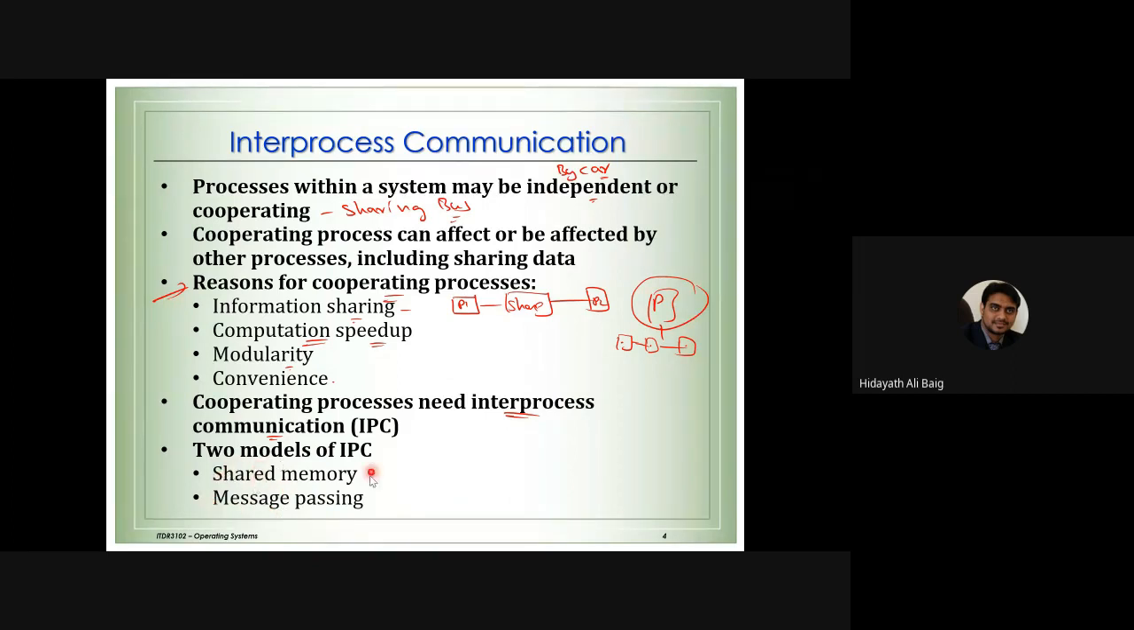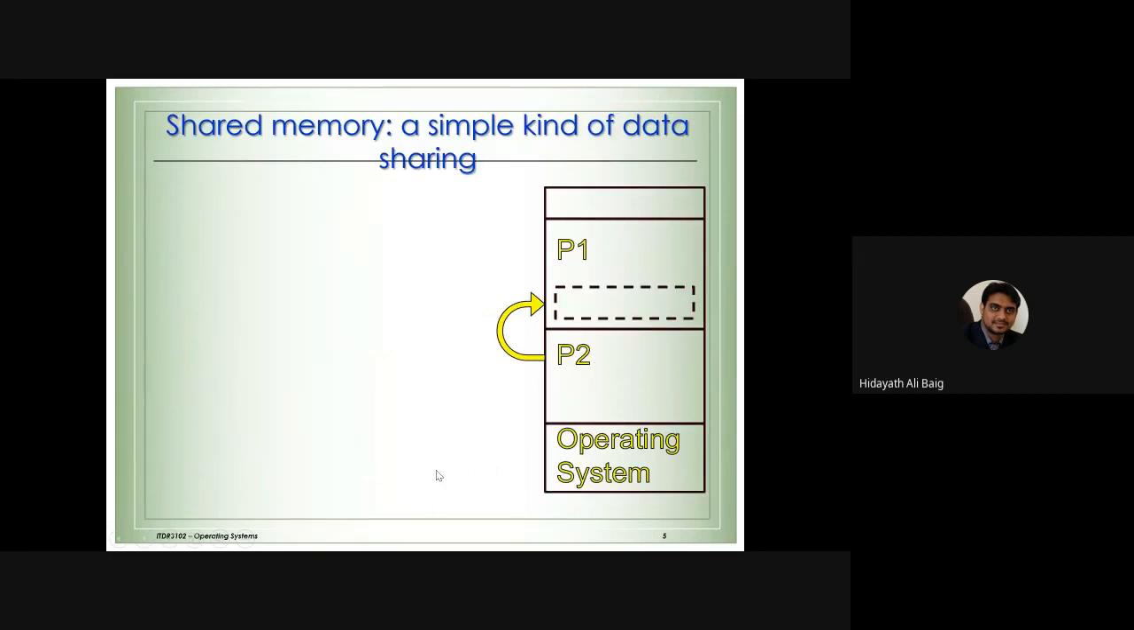Now we are going to discuss shared memory. You can see here, I'll just show the picture, then I will go to the explanation. Process 1, this is the memory of process 1. Process 1 can share the memory with process 2 by just making a link. This is a simple kind of data sharing, which is called shared memory. If you look at the picture, process 1's memory is now shared with process 2.